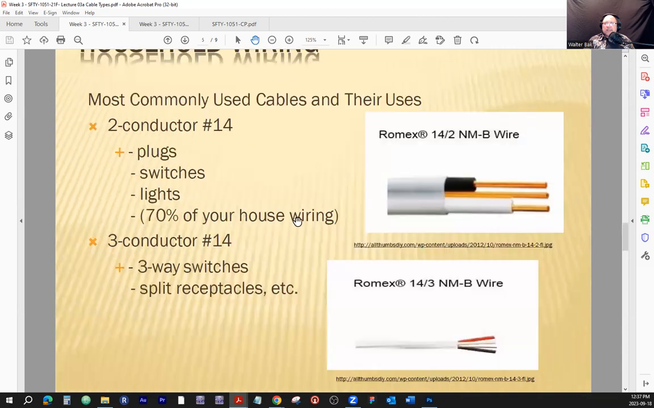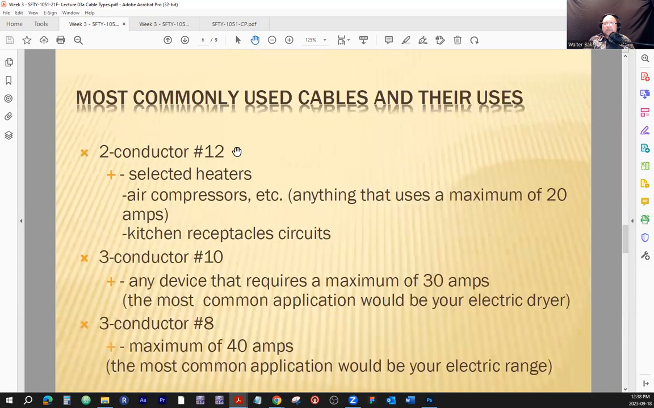Gauge 14 is specified for 15 amps. It's not saying here, but I'm telling you. Gauge 14 is not as thick as gauge 12. It's specified for 15 amps. Now here, gauge 12 is a thicker wire. It's specified for 20 amps.